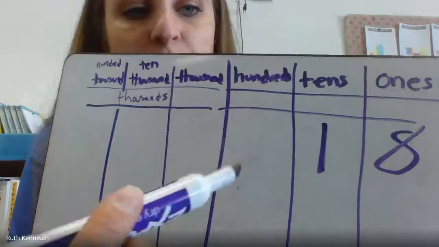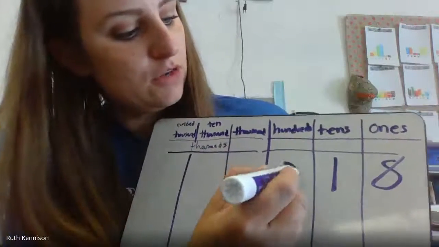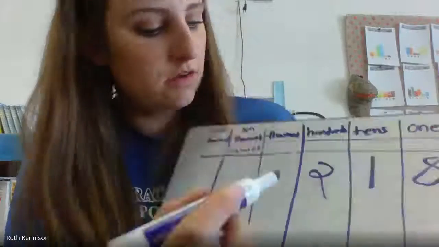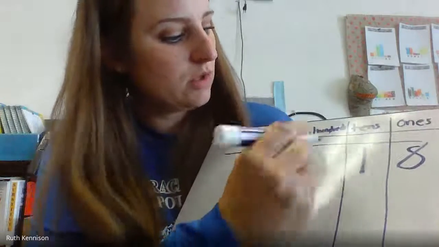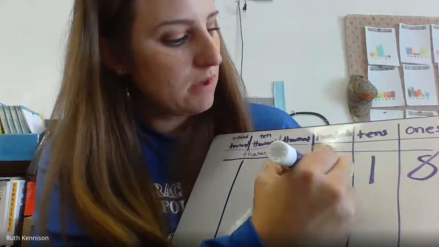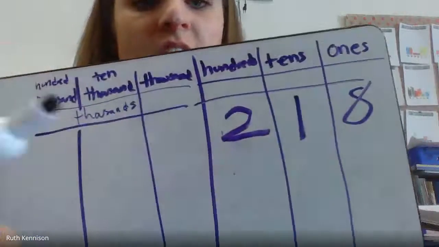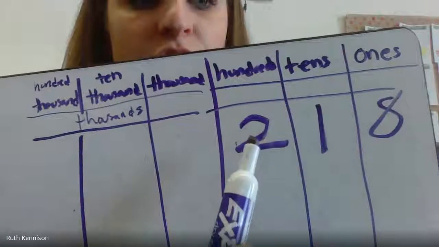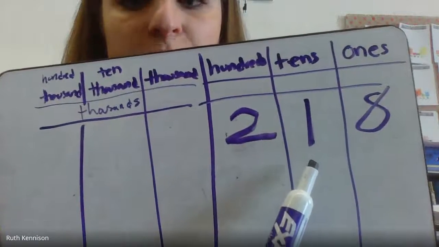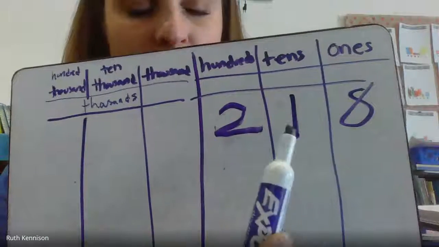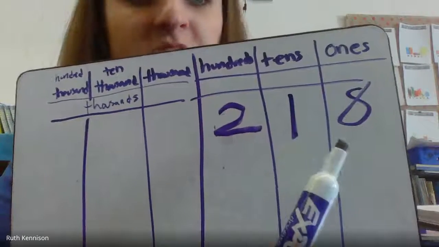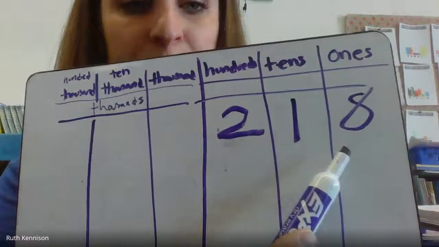And then if I keep moving, like if I have 218, sorry, that's a bad looking 2. That is not my best work. There we go. That's a little better. 218, I have a 2 in the hundreds place, a 1 in the tens place, and 8 in the ones place.